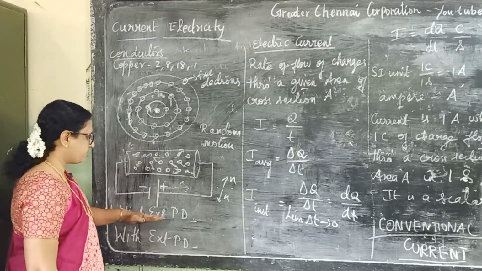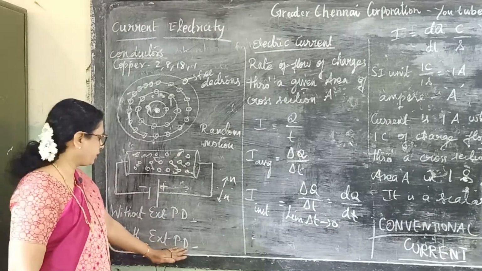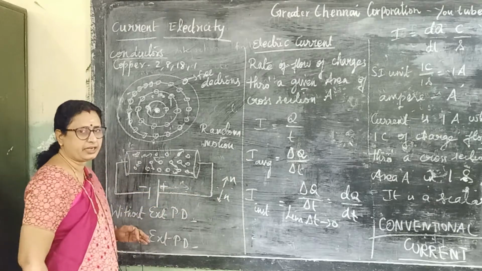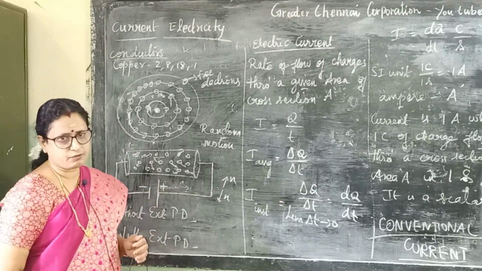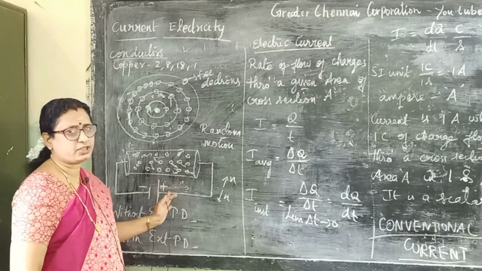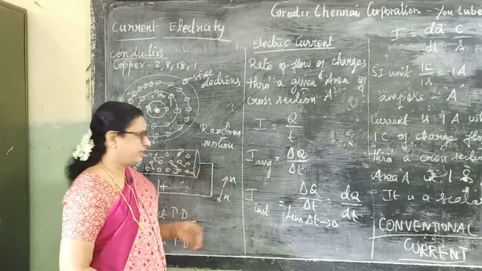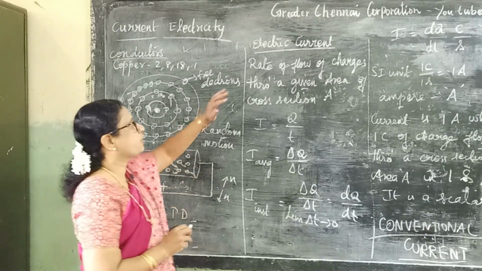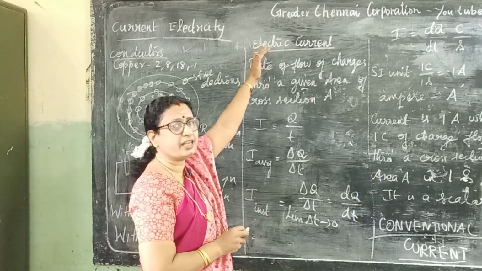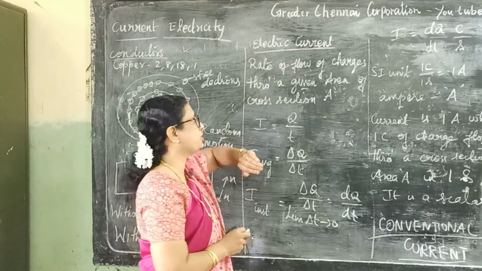So without the external potential difference, there won't be any electric current. With the application of external potential difference, electrons will be drifted towards the positive end of the battery. So there is a net transfer of electrons in one direction, that is, towards the positive terminal of the battery, and hence there is an electric current. So now we all understood how the electric current is produced by the motion of free electrons in conductors in a particular direction by the application of external potential difference.